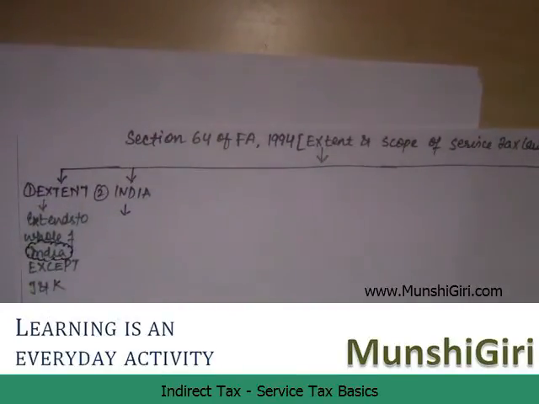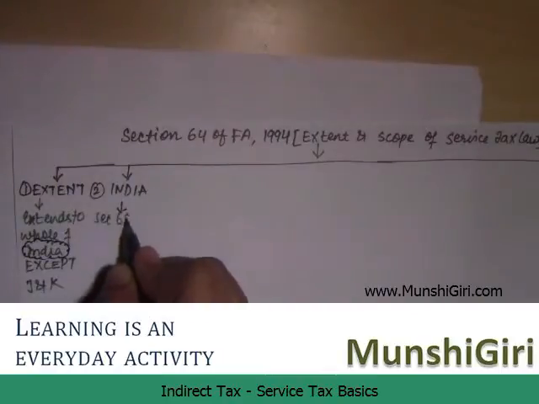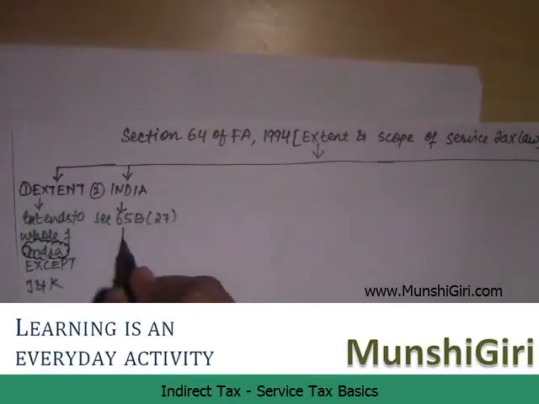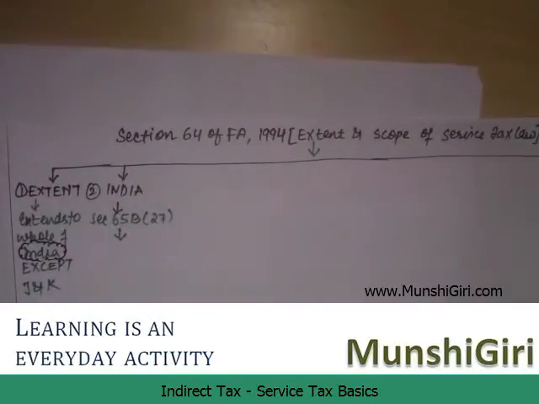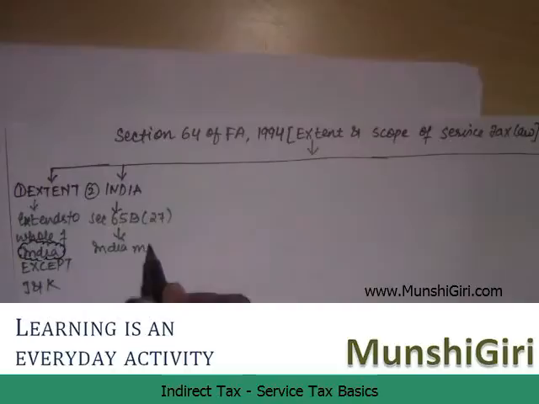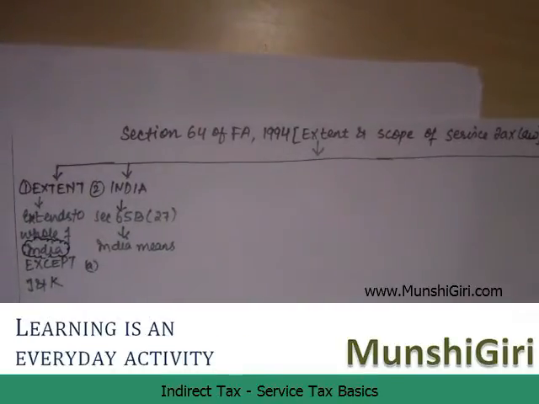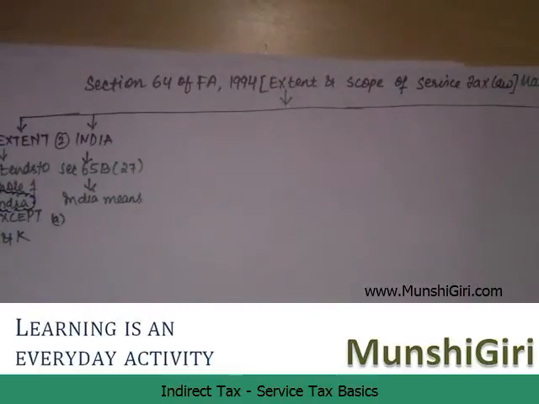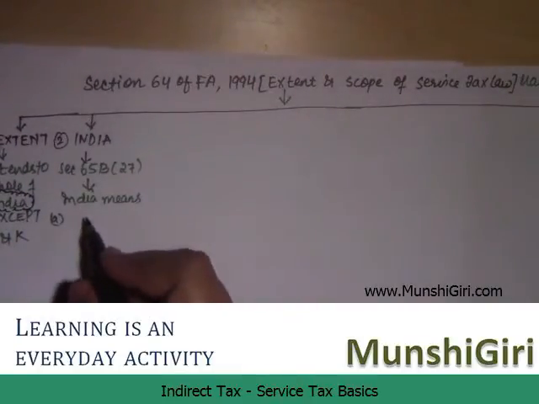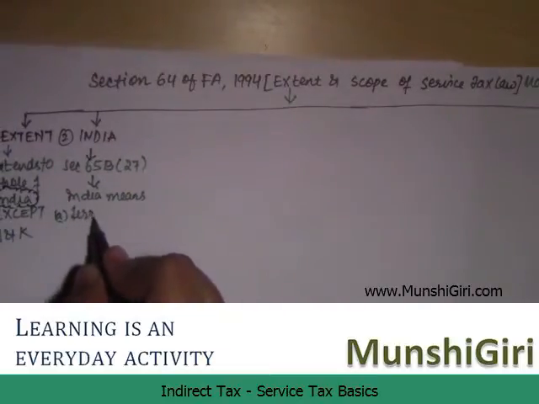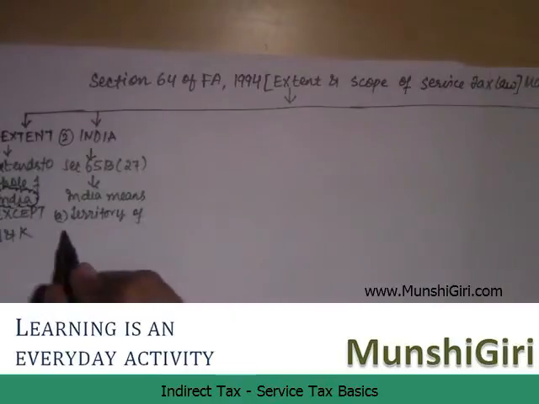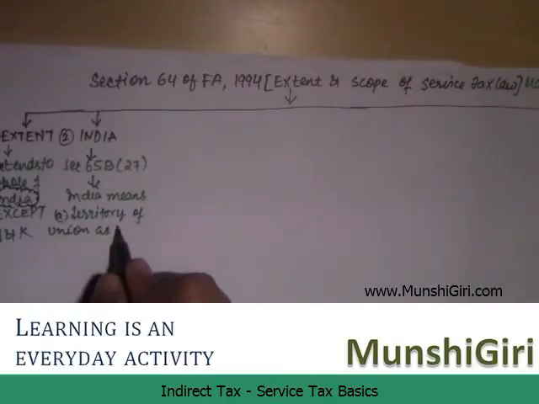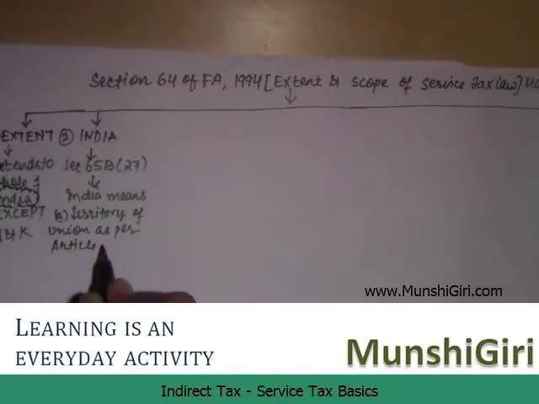India is defined under section 65B subsection 27. It says that India means five things. The first one is the territory of the union as per Article 1 of the Constitution, that is the states and the union territories.